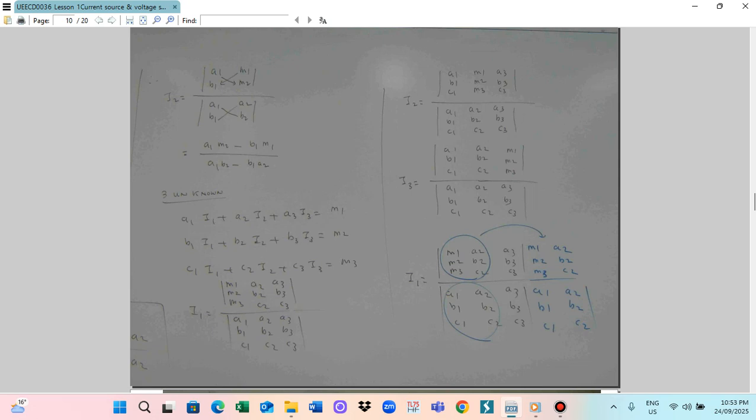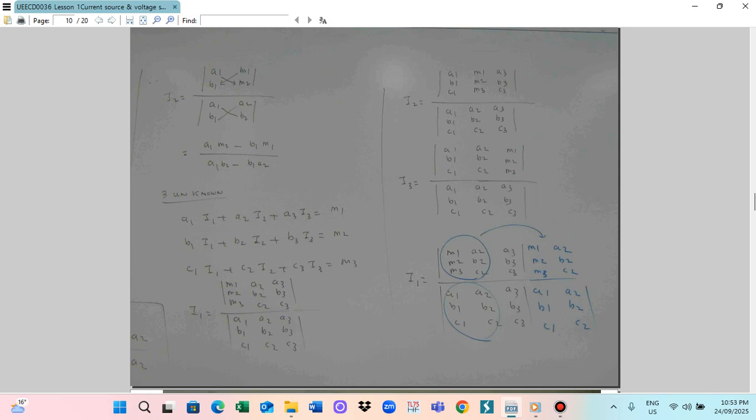And also you can calculate I3. So the first column we use A1, B1, C1, then A2, B2, C2, then N1, N2, N3, divided by A1, A2, A3, B1, B2, B3, C1, C2, C3. So this is how we calculate the determinant.